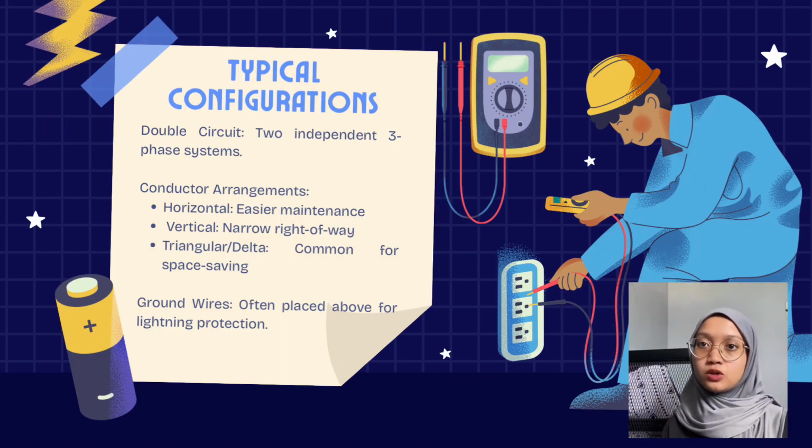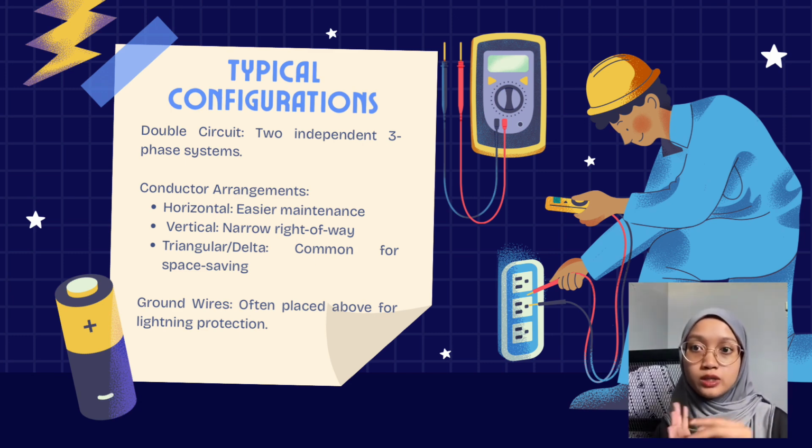Okay, so now let's talk about the double circuit line. A double circuit line means that there are two independent three-phase systems on the same tower. This setup increases power transfer capacity and provides redundancy, which helps in case one circuit fails.